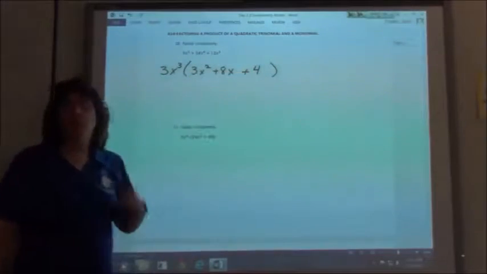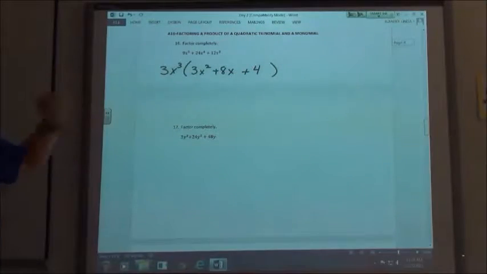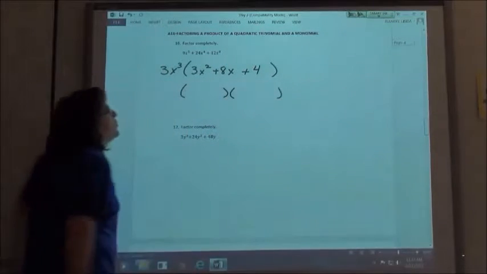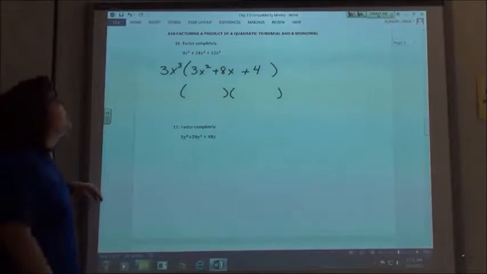Sometimes this will factor, sometimes it won't. Sometimes that'll just be your answer and you're stuck. But you've got to check to see if you can factor again. Most of the time they're going to give you ones that factor again.